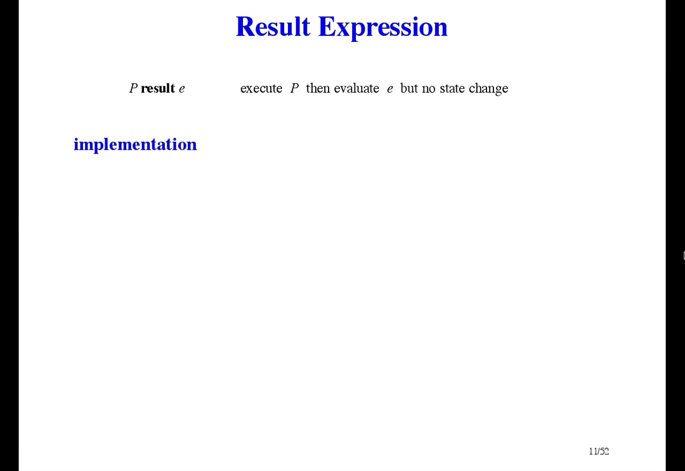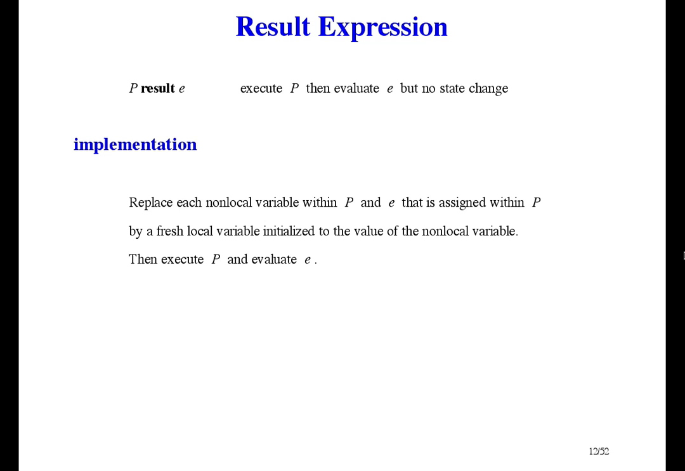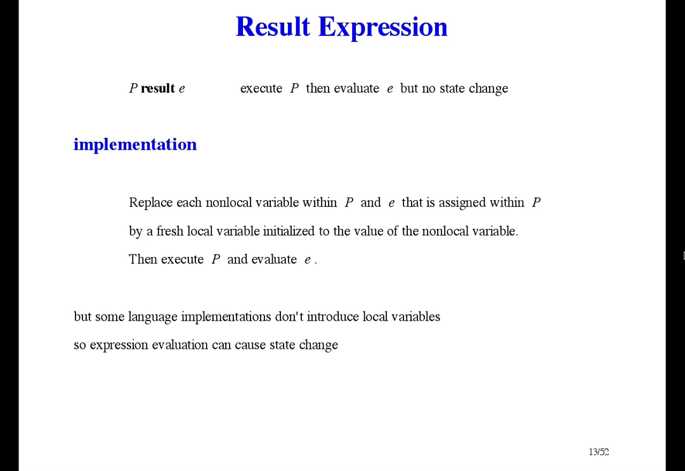How do you execute a result expression without changing the state? Here's the answer. The implementation has to introduce a fresh local variable for each non-local variable that gets assigned. Then all changes that would have been made to the state are instead made to local variables that disappear at the end. It's an easy implementation. But the popular programming languages fail to introduce local variables, so evaluating an expression can cause the state to change.